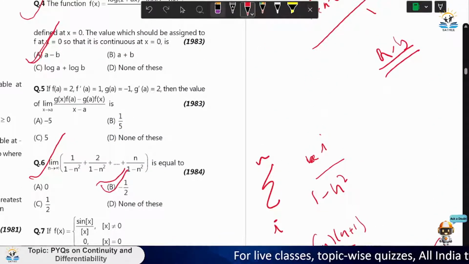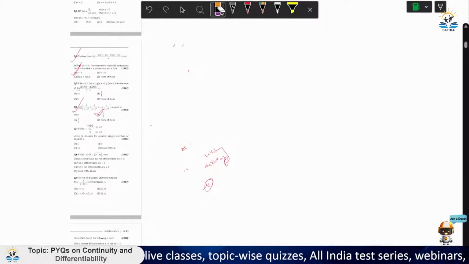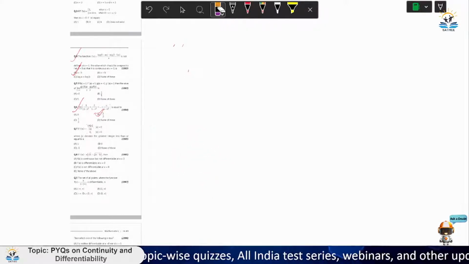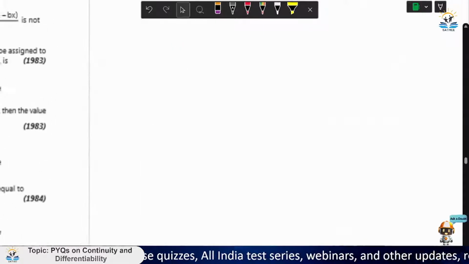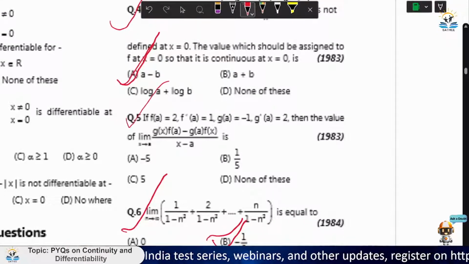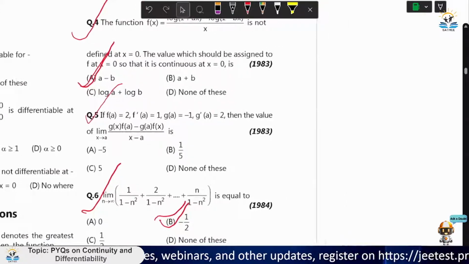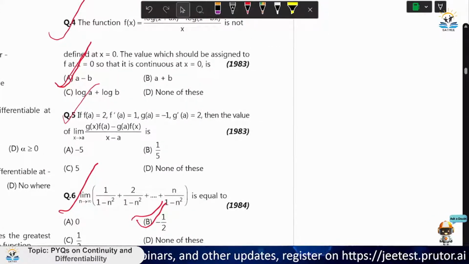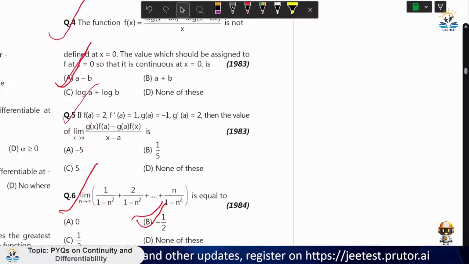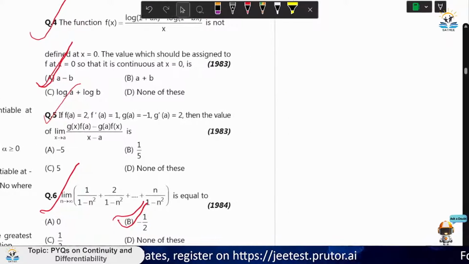Now, let's do another question. Let me raise the solutions for the previous question and then I'll do the next one. Let's do the fifth one also. It's a bit blurry, but it will get readable now. So if f of a equals 2, f dash of a is 1, g of a is minus 1, g dash of a is 2, then I have to find the value of this.